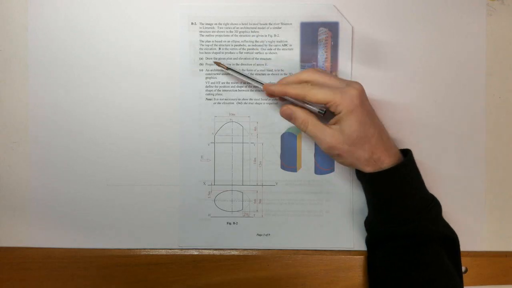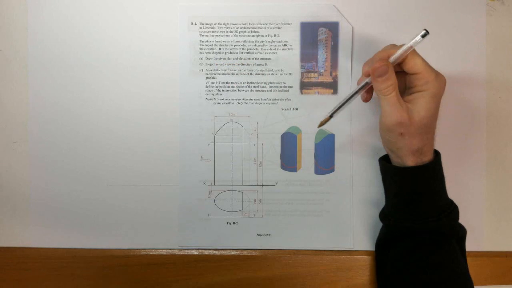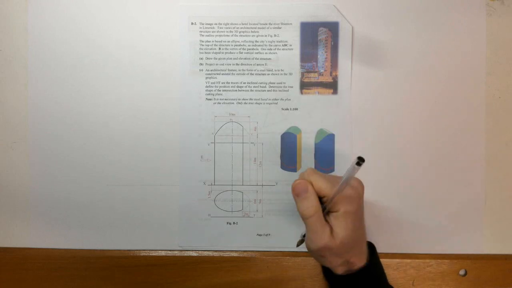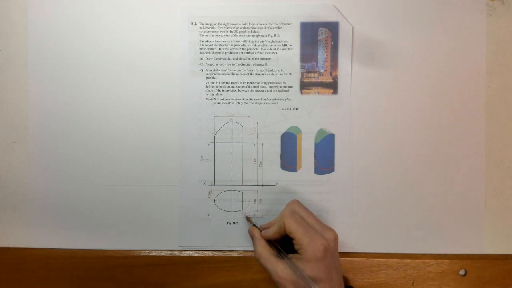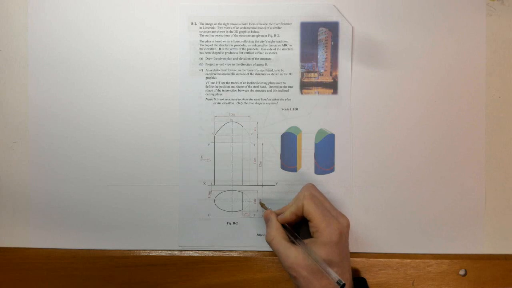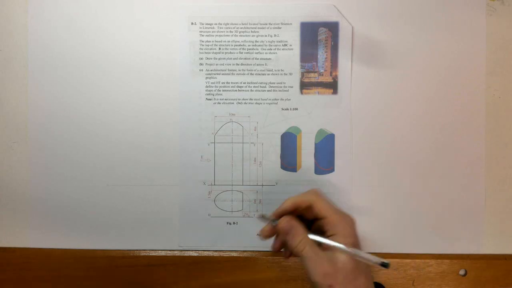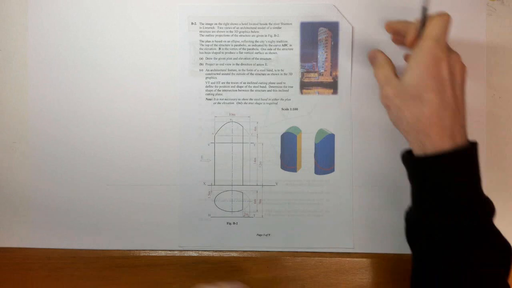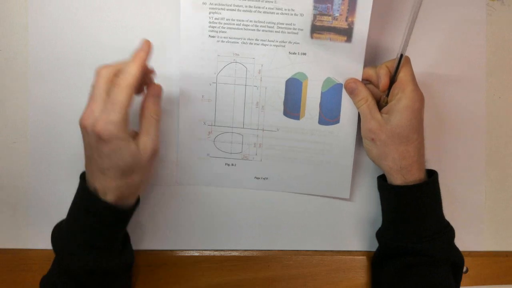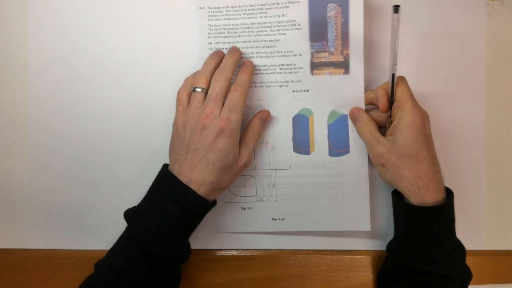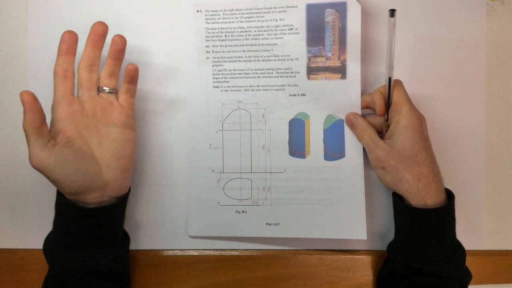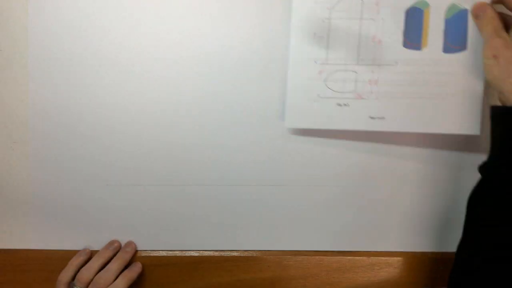Draw the given plan and elevation of the structure. So just look here, we've got our scale that we need to account for. Scale 1 to 100, so for example, 2 meters is 20 millimeters, 6 meters is 60 millimeters, 9 meters is 90. So it's a pretty easy conversion there. I'm going to start off by drawing my ellipse. Sometimes they might give you an indication saying draw the given plan and elevation, rather than elevation and plan. Because of that, I like to go with the plan first.